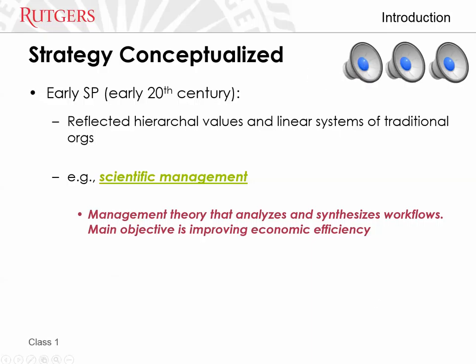Scientific management, also known as Taylorism, is a management theory that analyzes and synthesizes workflows. The main objective of scientific management is to improve economic efficiency, especially labor productivity. One of the earliest attempts to apply science to the engineering of management, scientific management, occurred during the Industrial Revolution.